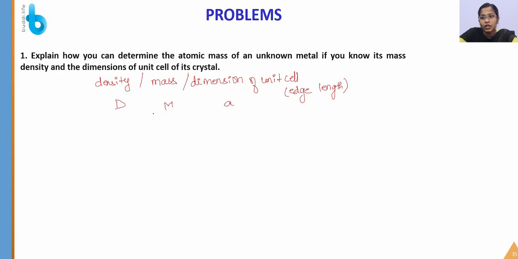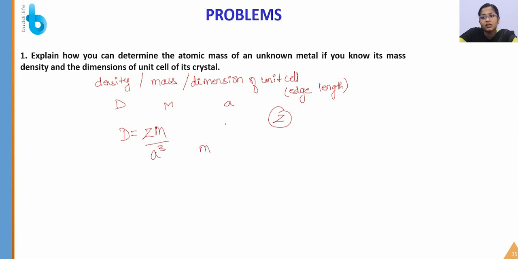So from this, it is also mentioned that it is for a unit cell. If we know the unit cell, we know the value of Z also, right? So what is the formula for density? Density is equal to Z M by A cube, okay. So with these values, we remember this formula, right? So the mass is given.